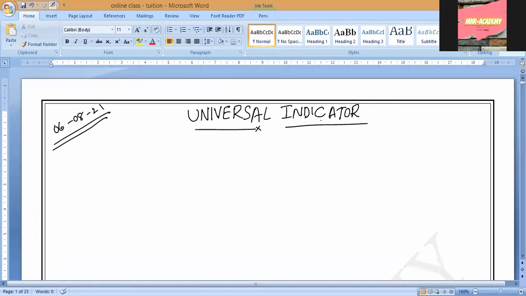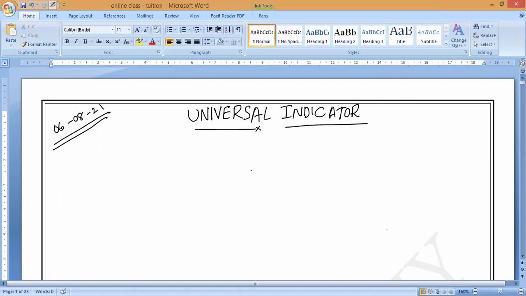Now let us come to here. What do you mean by universal indicators? First, we will discuss this one. What is the most common indicator which will tell us if a substance is an acid, a base, or anything? What is the common indicator? Anybody? Litmus. Yes, very good, Kevin.